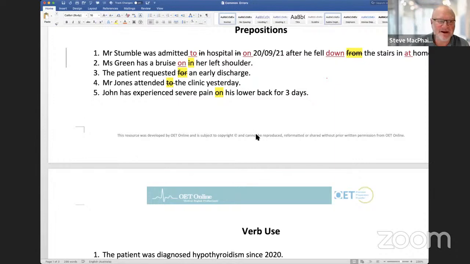We're changing meaning. John has severe pain on his lower back. Well, pain is internal, isn't it, everyone? So the pain is in the lower back.